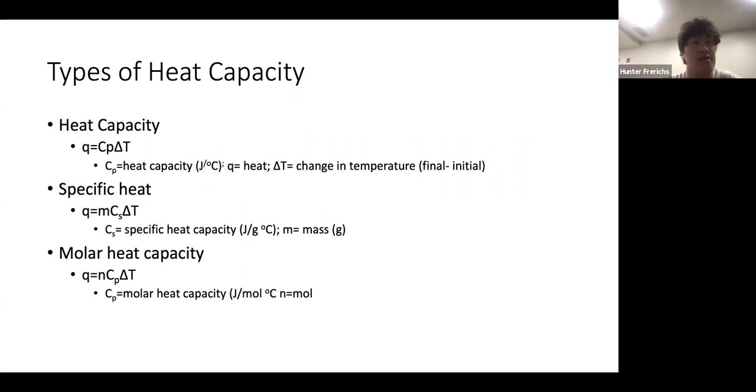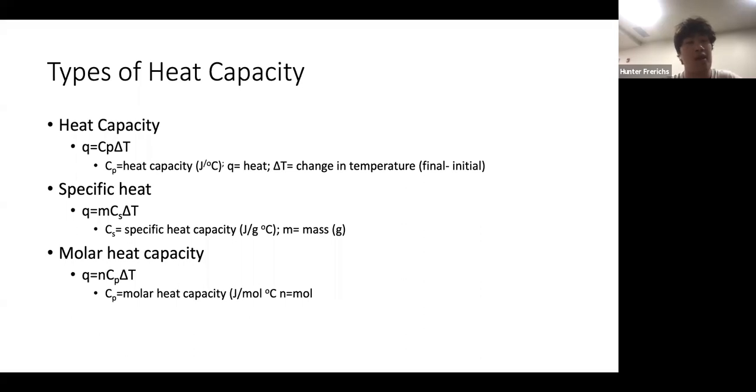Types of heat capacity are what we're going to go over today. So there's a regular heat capacity, which is the equation Q equals C_p delta T. C_p is known as the heat capacity, and that is measured in joules per degree Celsius, where Q equals the heat needed to heat up the object, and delta T is the change in temperature, which, as you guys should know, is final temperature minus the initial temperature of the object.